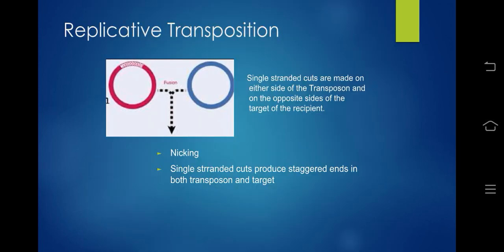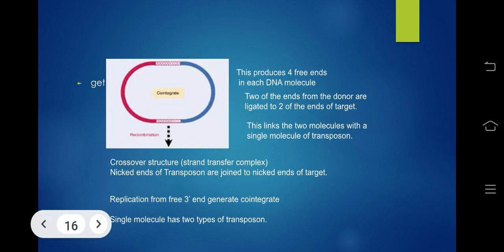Replicative transposition. Single-stranded cuts are made on either side of the transposon and on opposite sides of the target of the recipient. Single-stranded cuts produce staggered ends in both the transposon and target. This produces 4 free ends in each DNA molecule. 2 of the ends from the donor are ligated to 2 of the ends of the target. This links the 2 molecules with a single molecule of transposon.